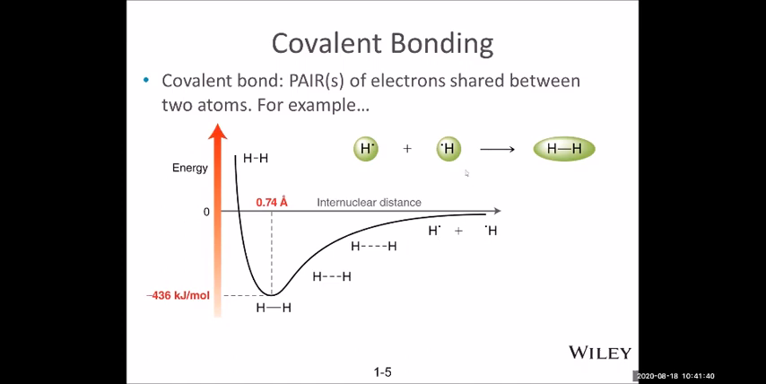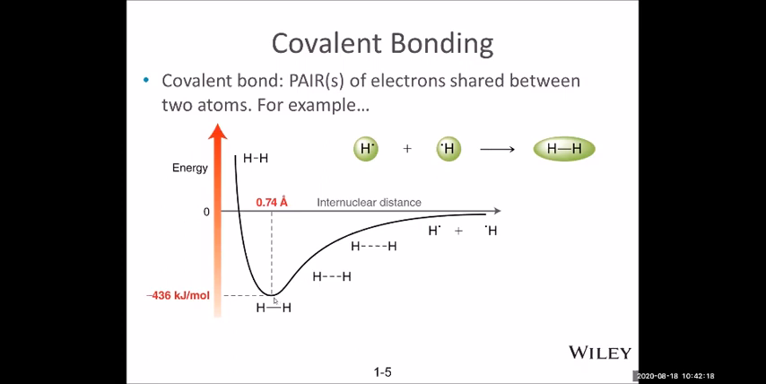If we use the hydrogen atom as a model, with two free hydrogen atoms, each has one electron. When they approach, electrons start being shared between the two nuclei, and the energy starts to decrease. It will reach a minimum at a certain distance. Here it is 0.74 angstrom, which is 0.074 nanometer. At that distance, the energy becomes lowest.